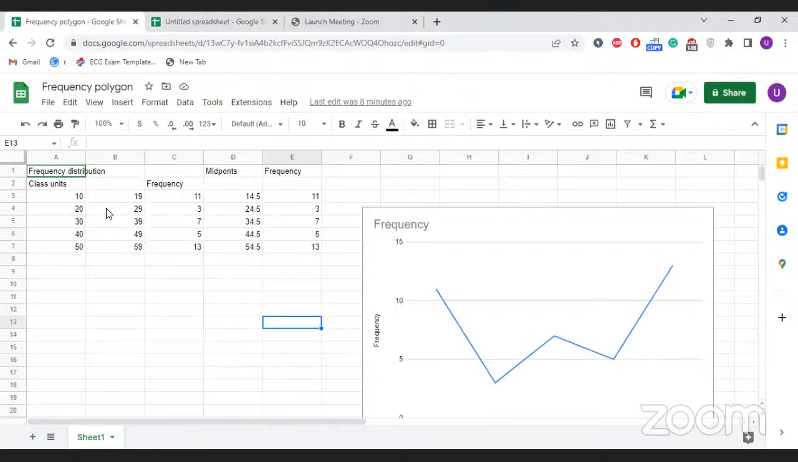So this is the midpoint of all these values. The midpoint for 20 and 29 is 24.5, for 30 and 39 is 34.5, and for 40 and 49 is 44.5. Similarly, the midpoint for 50 and 59 is 54.5. And the frequency I have just copied here, so this is the frequency shown here.